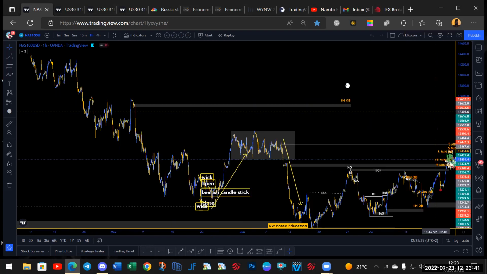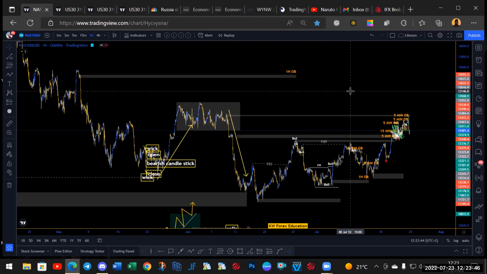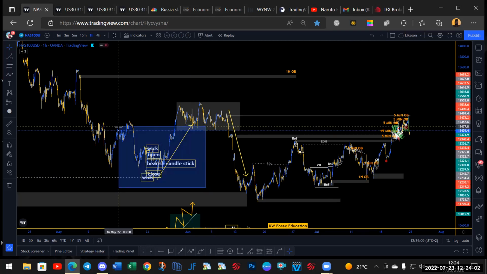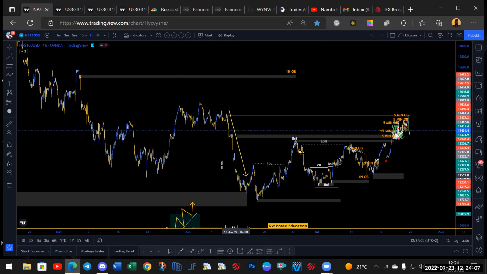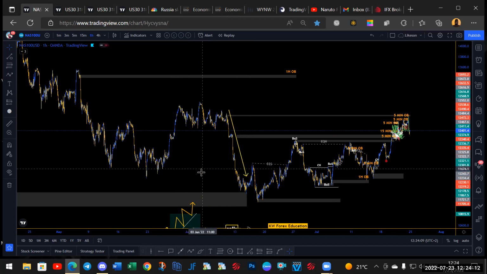So overall, say when we go on 1 hour, right? We are still in a downtrend because, let me just try to clean these ones here. Just leave that one there. So on 1 hour, we are still in a downtrend.